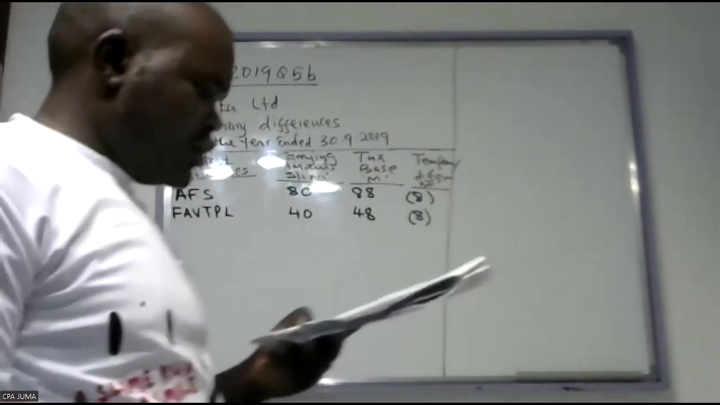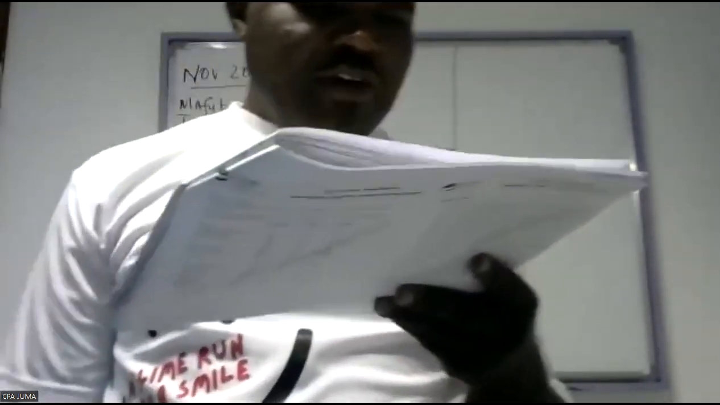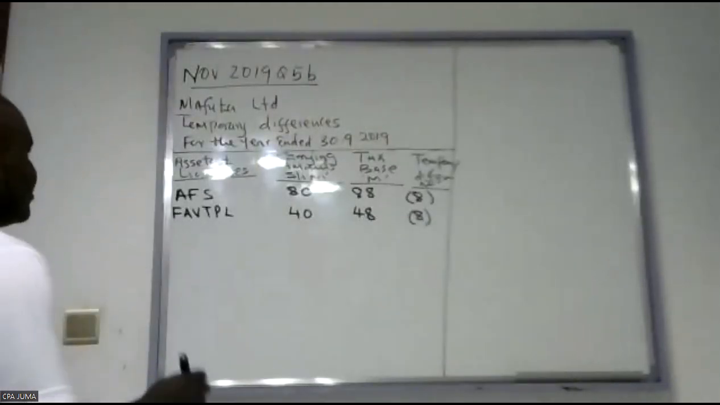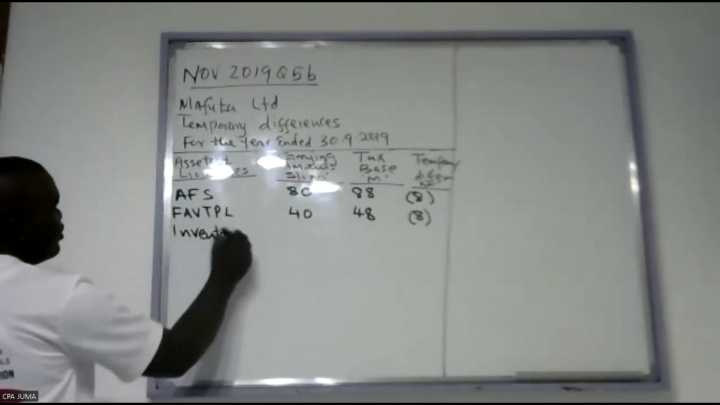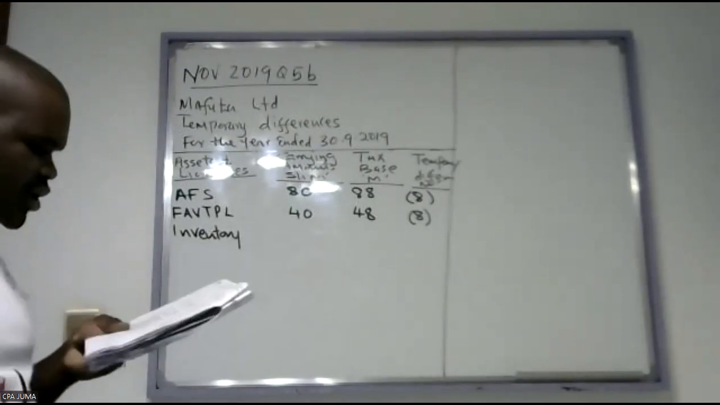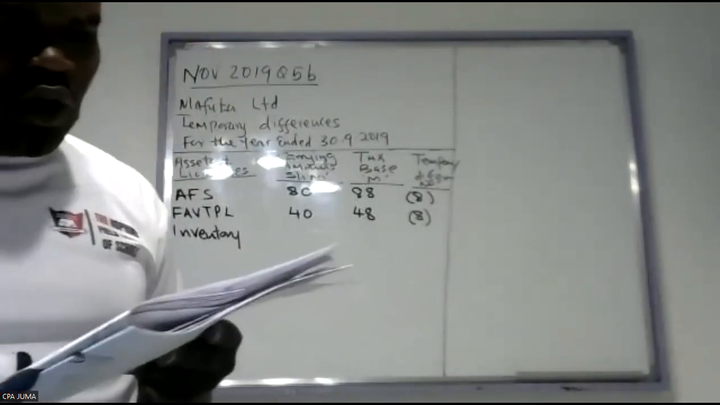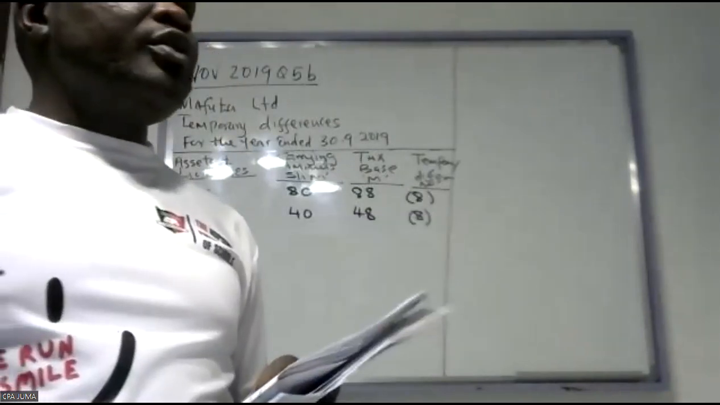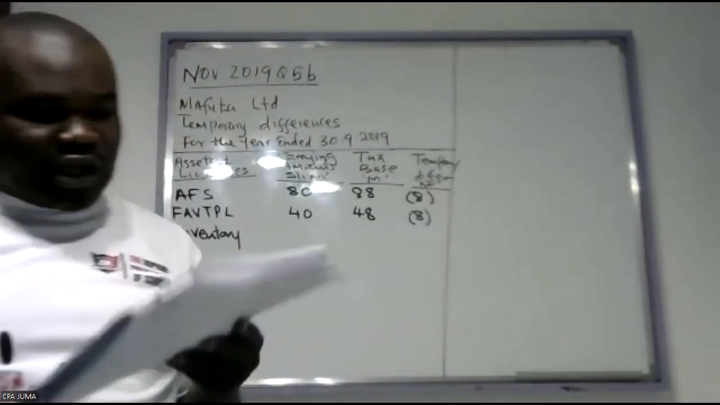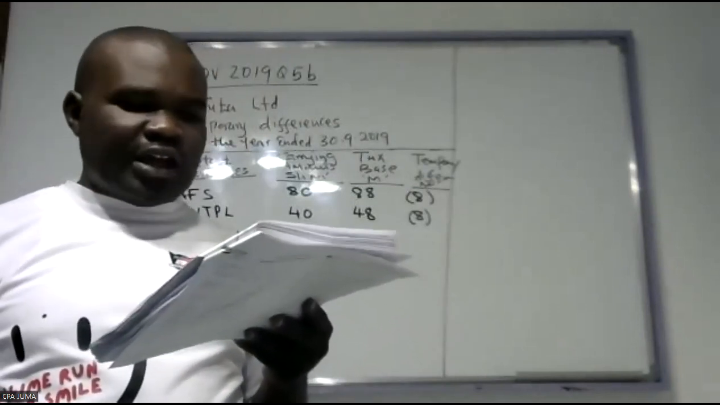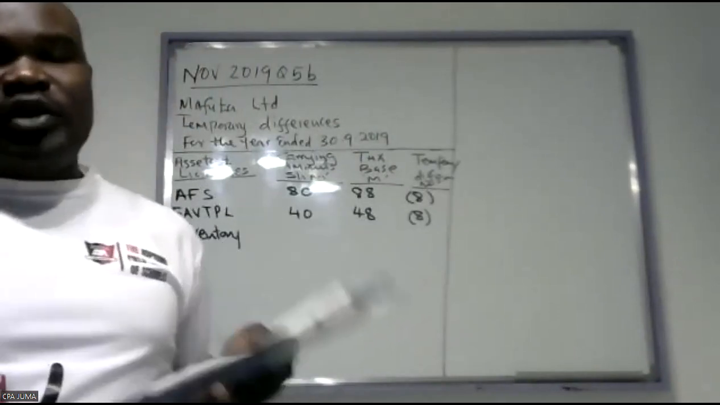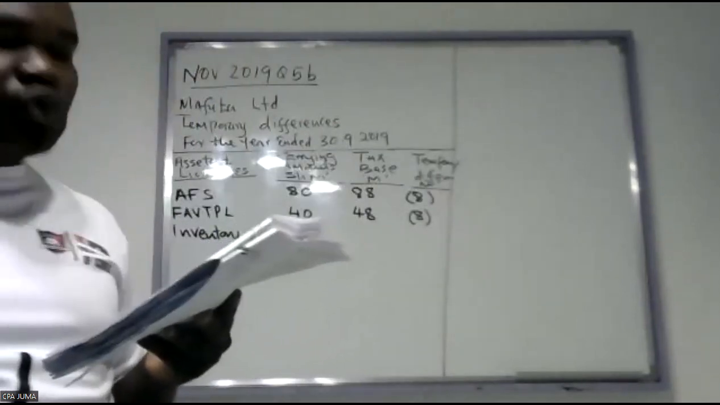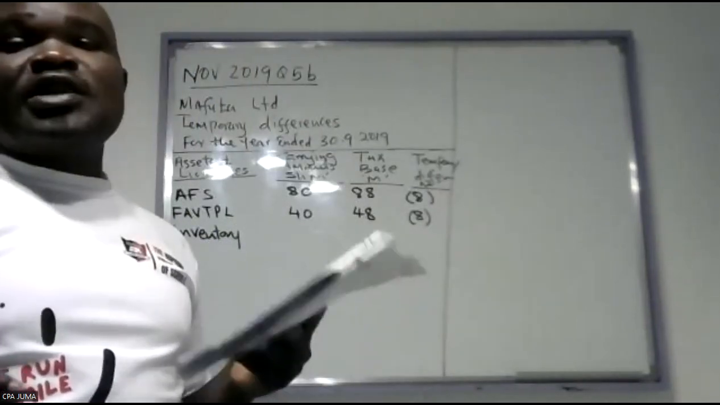We proceed to number 2. Inventory. Thinking begins after you have written inventory. So inventory is shown at the lower of cost and net realizable value. The cost is 32 million, while the net realizable value is 3120. So one of those two is the carrying amount and the other one is the tax base.